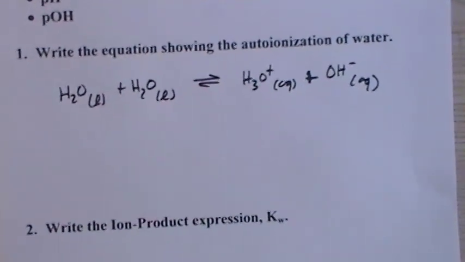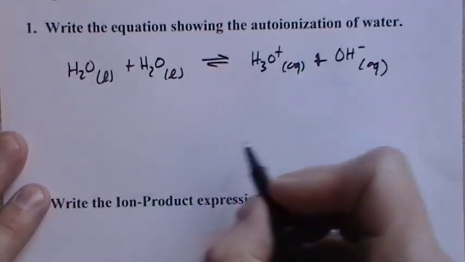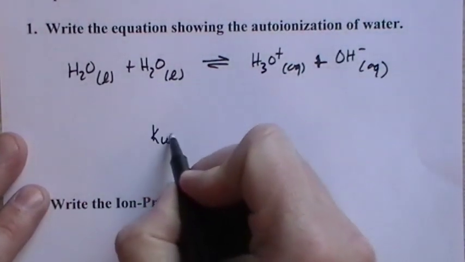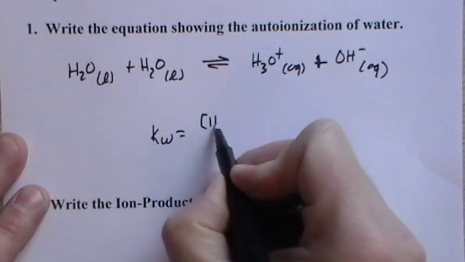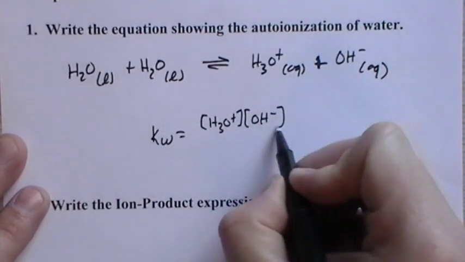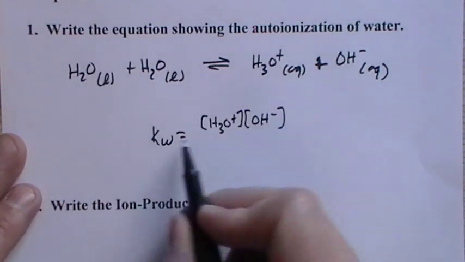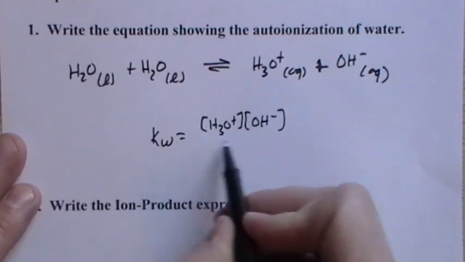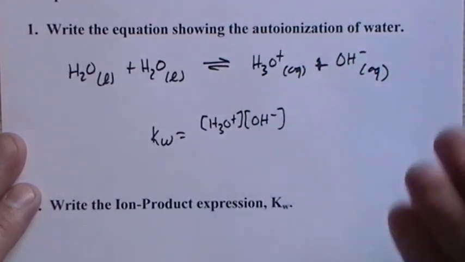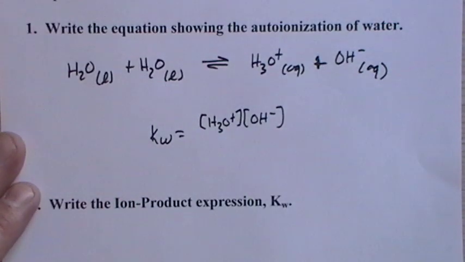Now, write the ion product expression for Kw. Now, the Kw is going to be the concentration of the products raised to their coefficients, if they're aqueous. On the other side, they're just liquids, so that's really it. Looks like I was going to write something below, but there's nothing to write below because these are both liquids, so they don't play a part.